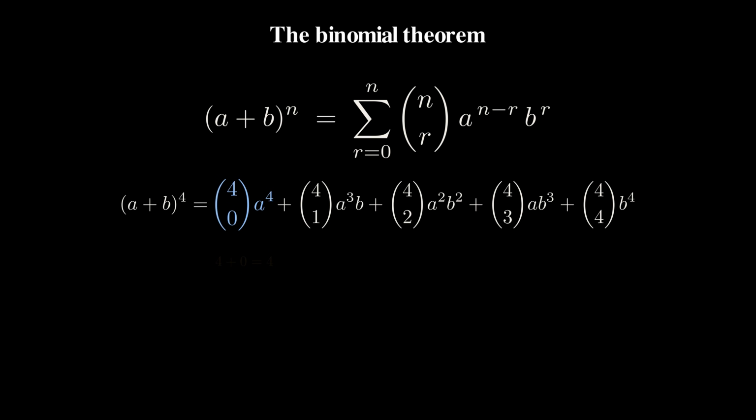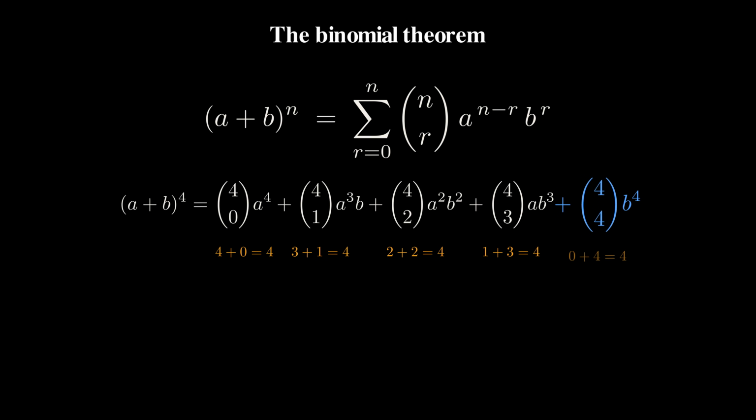And here's the check that saves you every time. In every single term, the 2 powers add up to n. 4 plus 0, 3 plus 1, 2 plus 2, 1 plus 3, 0 plus 4, all equal 4. If a term's exponents don't sum to n, you've made a slip.